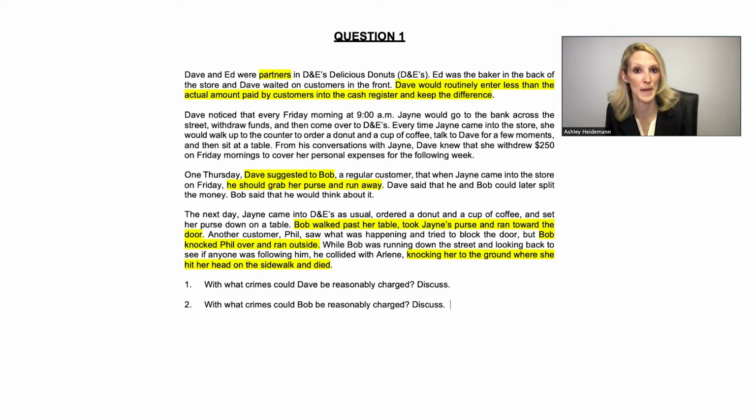So keep that in mind. It's something that you don't want to forget. You would get a much higher score if you notice this accomplice liability issue and you talked about that, because that adds a whole other layer of crimes that Dave could actually be charged with. So think about that when you're going through these types of questions.